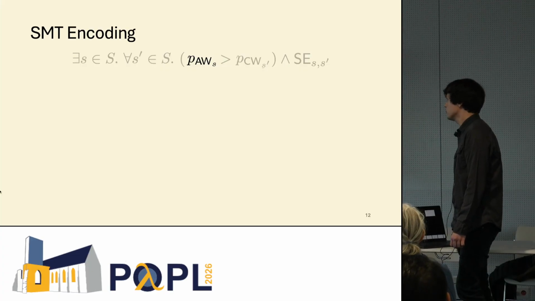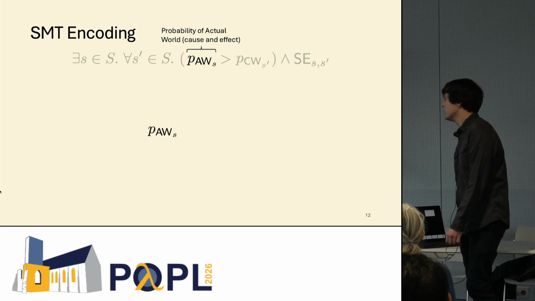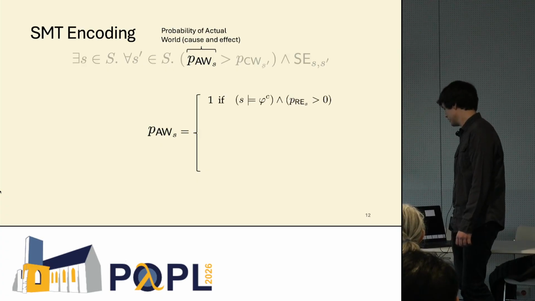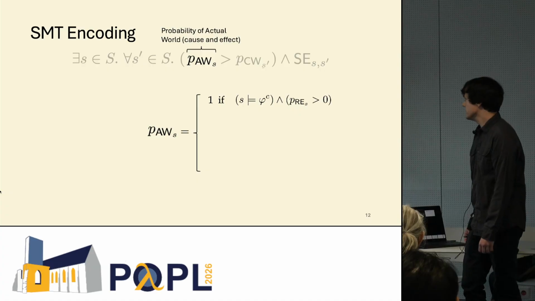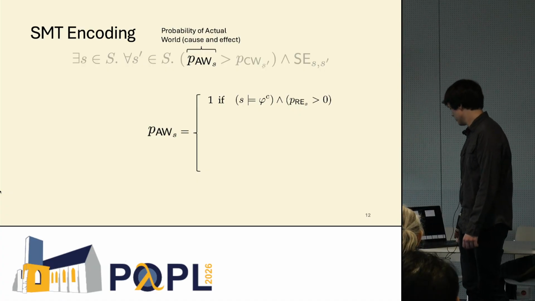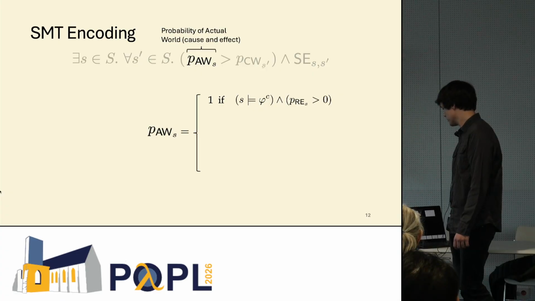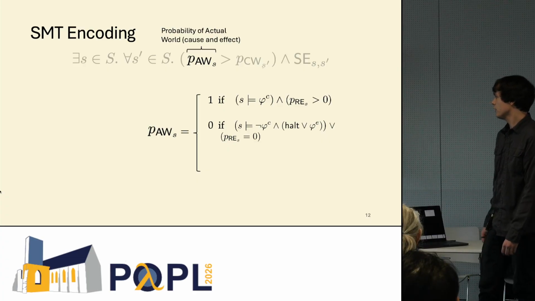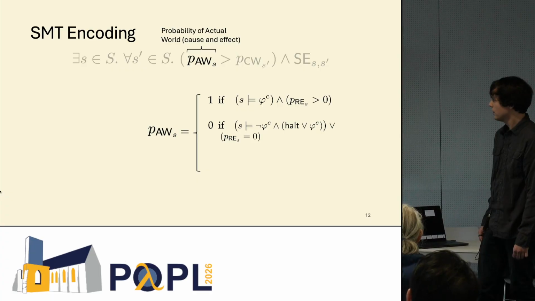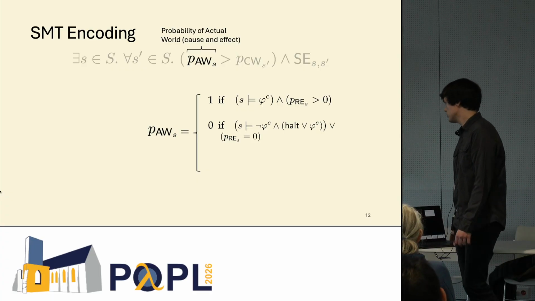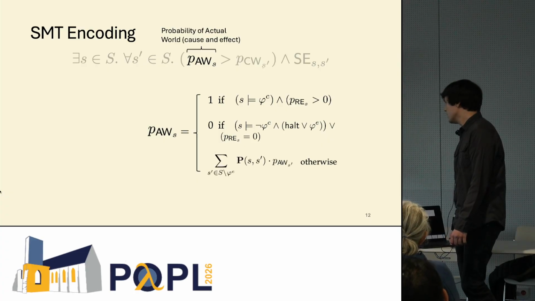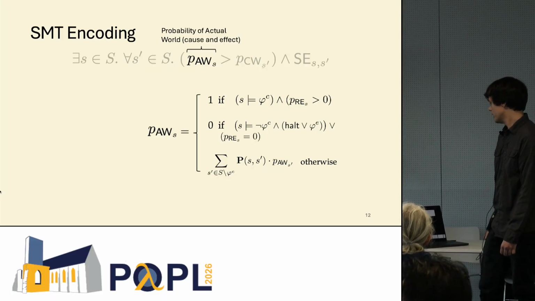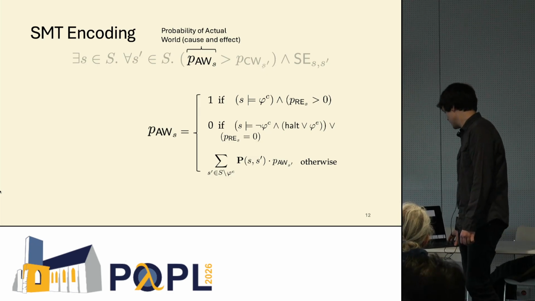For the actual world, we are going to create a variable for each state. And we're going to assign that to 1 if the state is in the cause and if its reachability to the effect is greater than 0. We're going to set it to 0 if the state is not in the cause and the state is either halting or in the effect, or if the reachability from that state to the effect is 0.